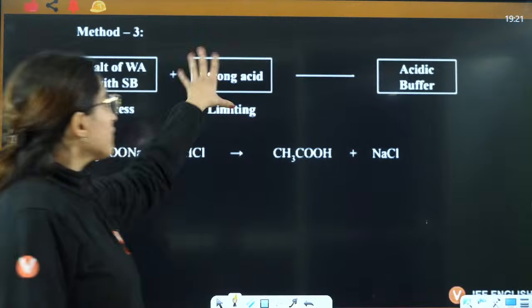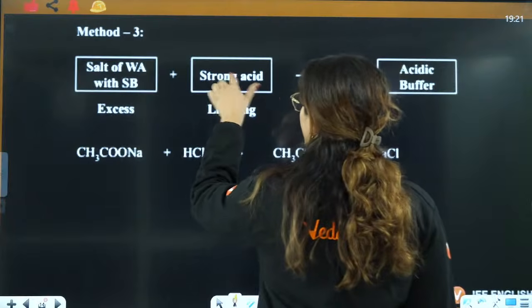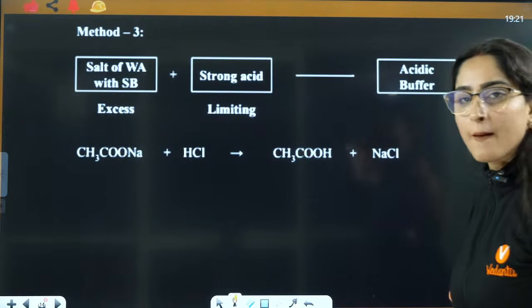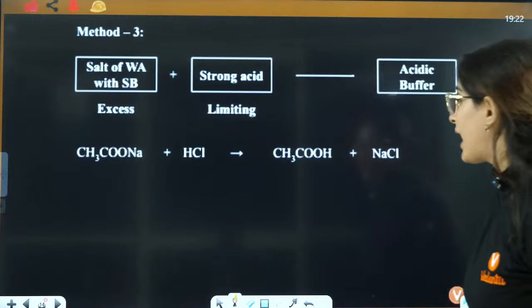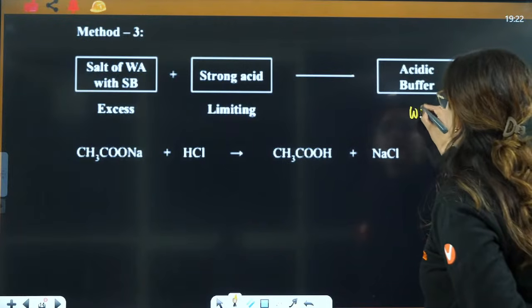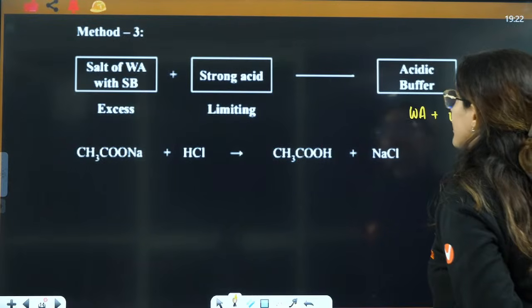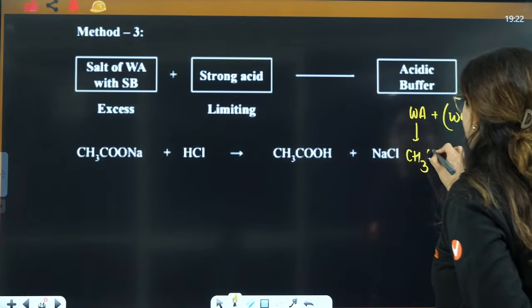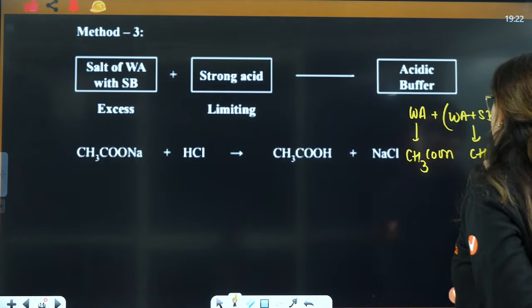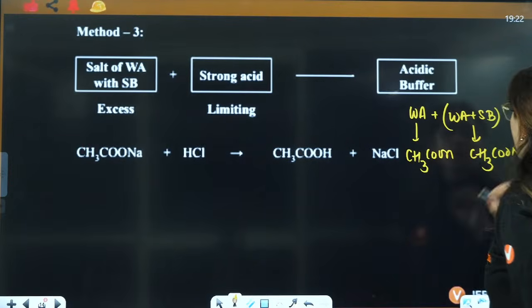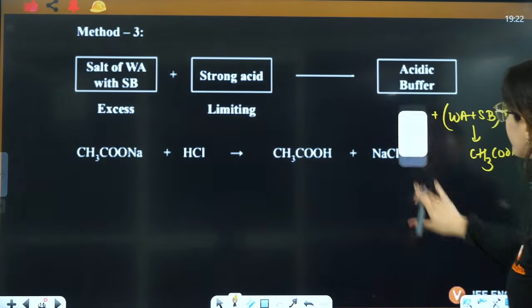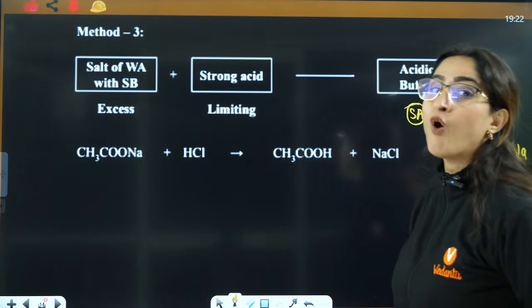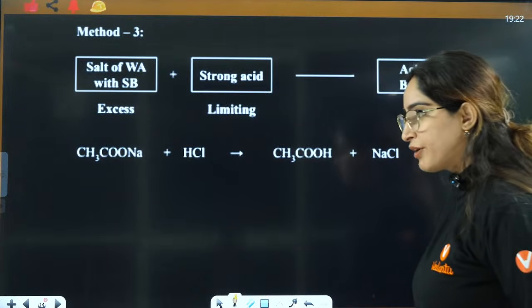In this case, you have strong acid, but here the number of moles of strong acid is less. Salt of weak acid with strong base. If you remember what we had seen, what is an acidic buffer? Weak acid plus weak acid plus strong base salt. That means you should have CH3COOH and CH3COONa. But whatever I give you, you don't have weak acid here. You now have strong acid here. You may say, ma'am, it's absolutely wrong. How can you also prepare a buffer from strong acid, right?